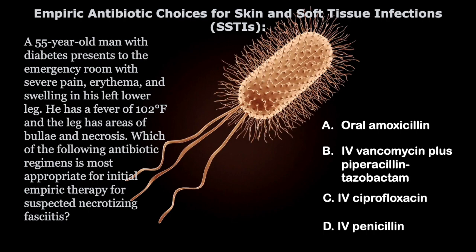So what do you guys think? A, oral amoxicillin? I don't think so. But B, IV vancomycin plus Zosyn, C, IV ciprofloxacin, or D, IV penicillin? So we have necrotizing fasciitis. What do you guys think the answer is?